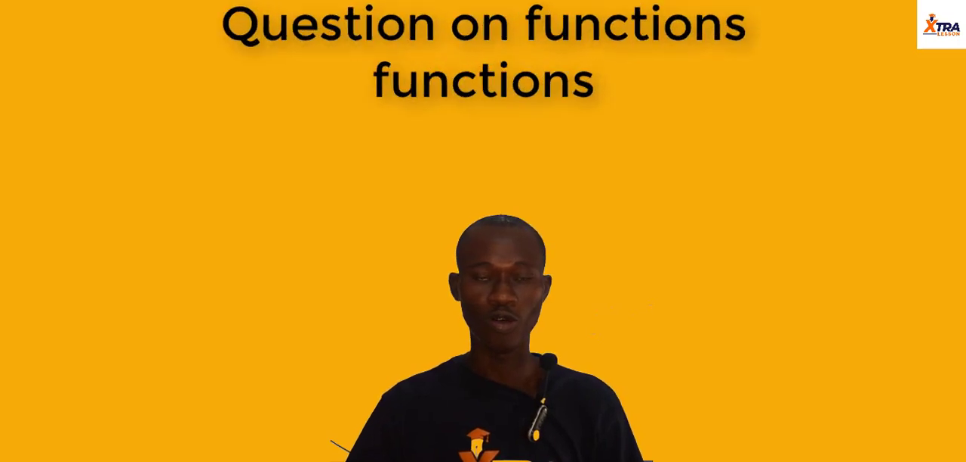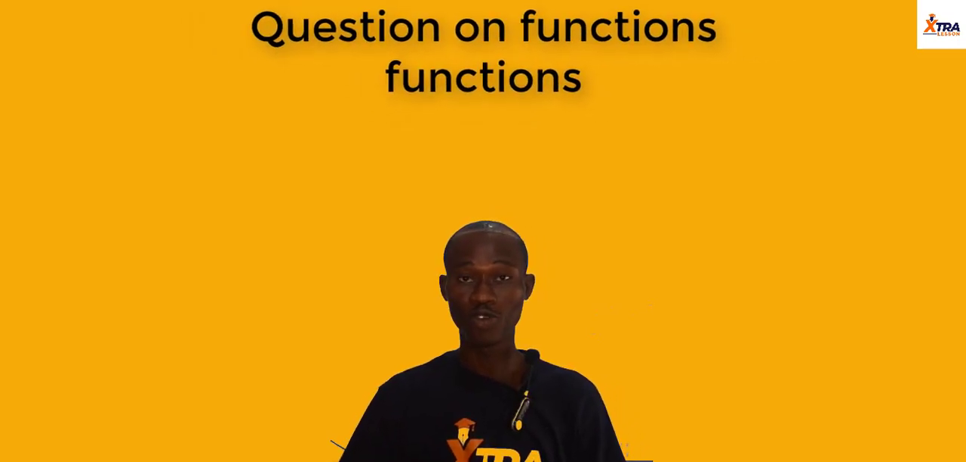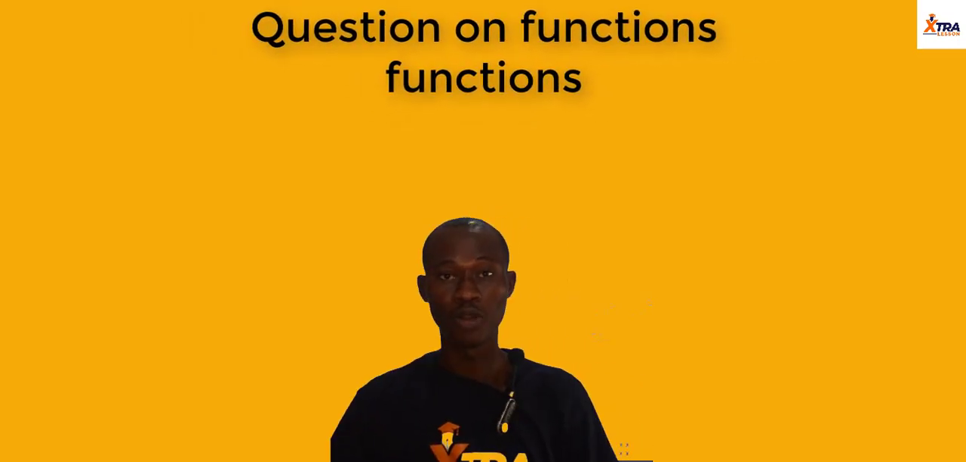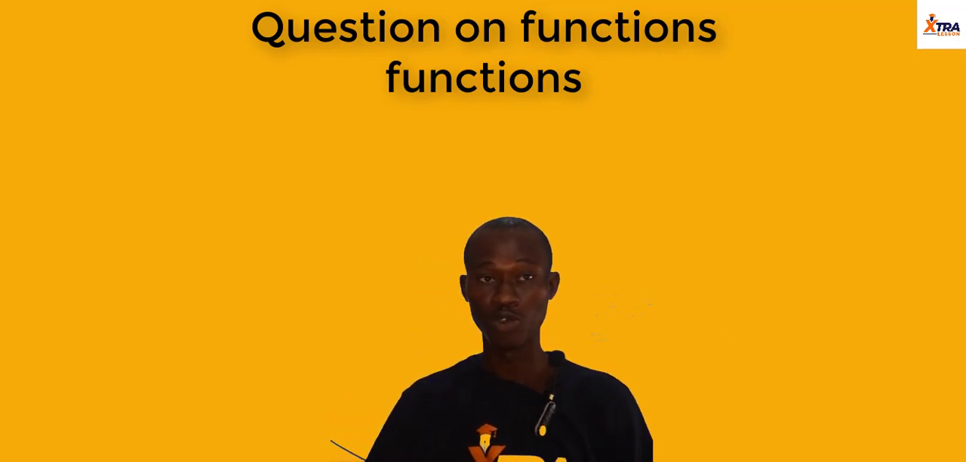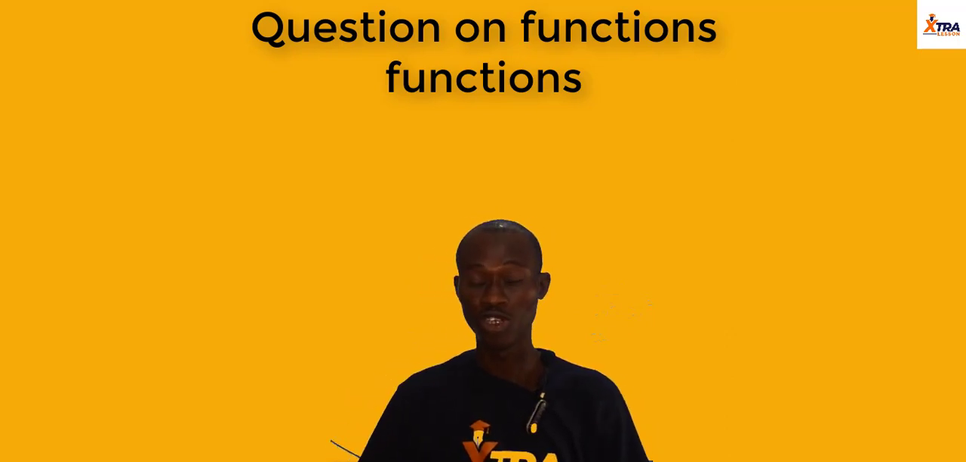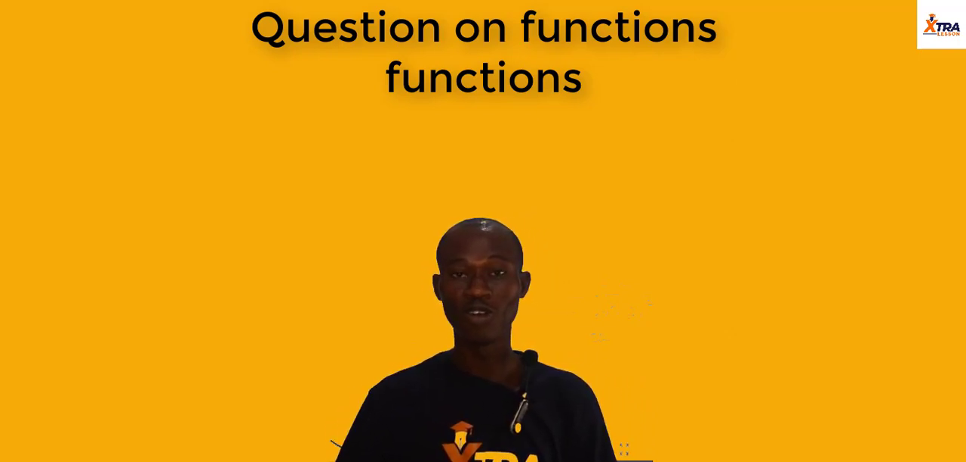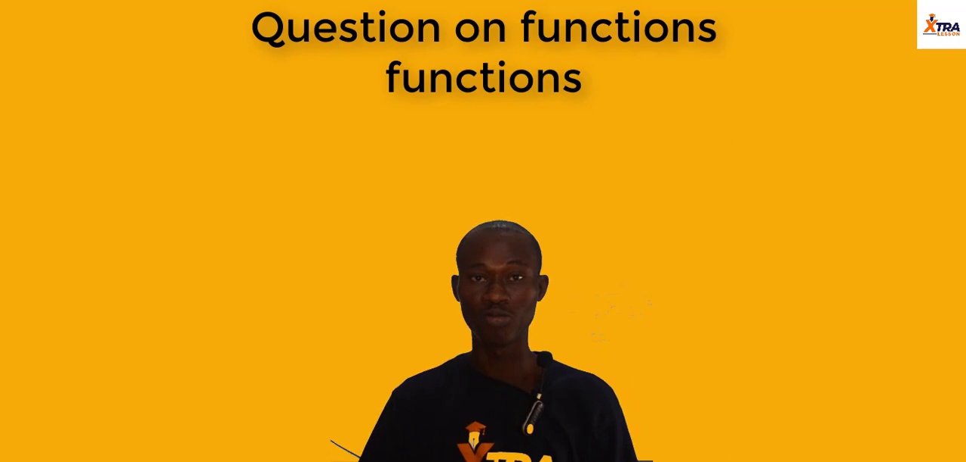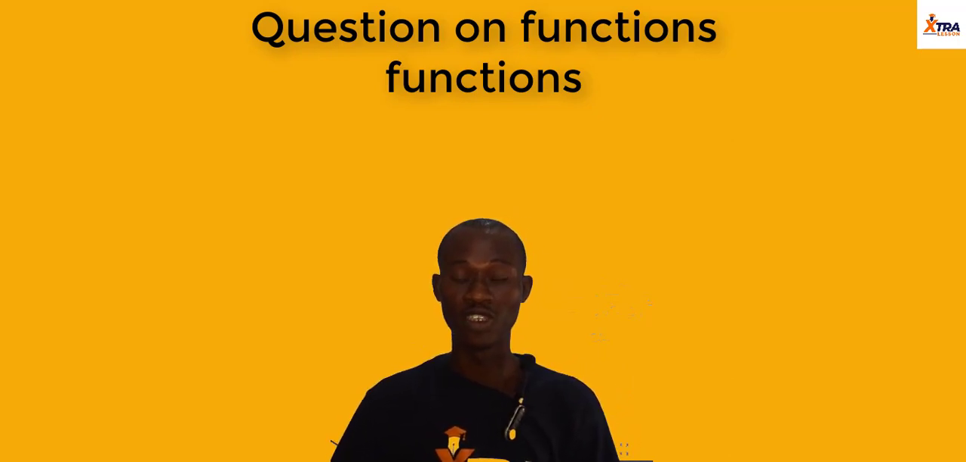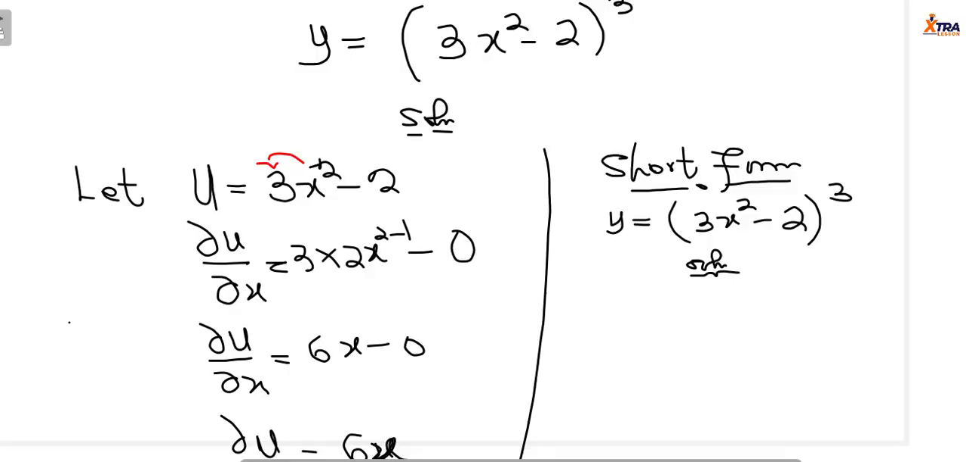Back to the class. In the previous video we solved a question where we are given y equals (3x squared minus 2) all raised to the power of 3. We solved it using the chain rule. In this class, we're looking at how to solve the question in short form, in case it is objective, so that you won't consume much of your time. Now let's see how to solve this in short form.